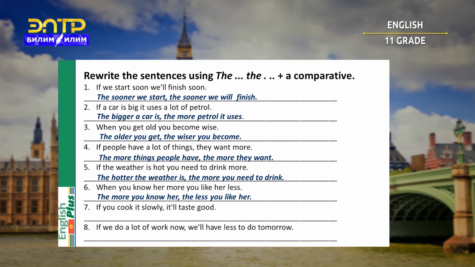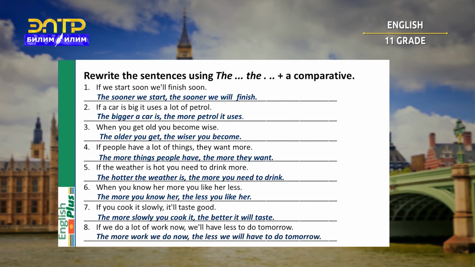Sentence number 7. If you cook it slowly, it will taste good. The more slowly you cook it, the better it will taste. And the last sentence. If we do a lot of work now, we will have less to do tomorrow. The more work we do now, the less we will have to do tomorrow. Well done!